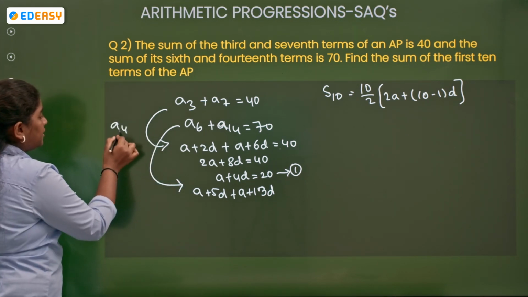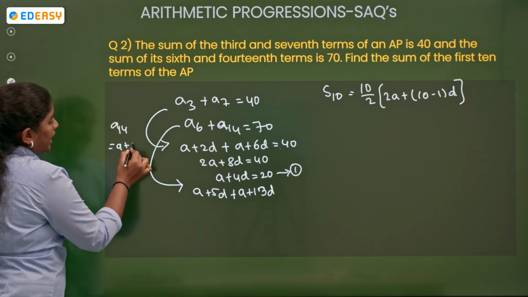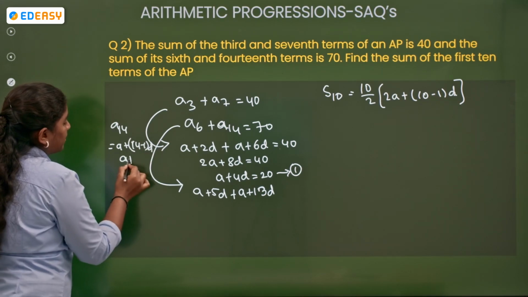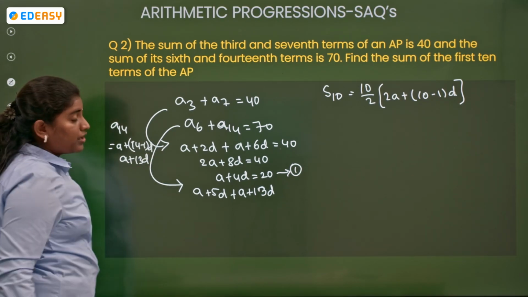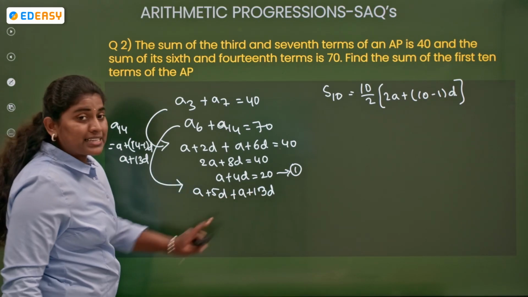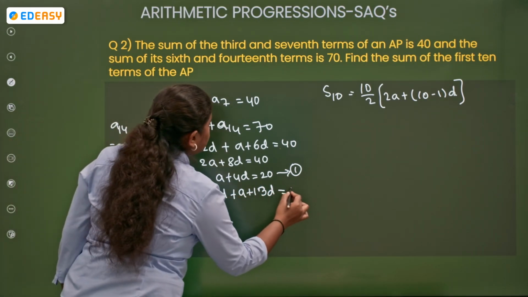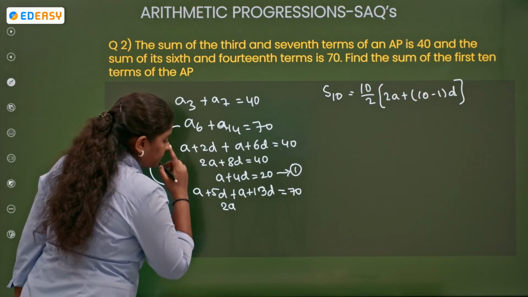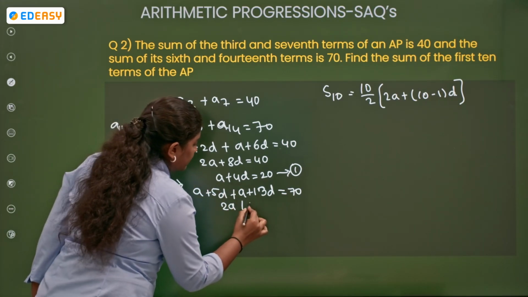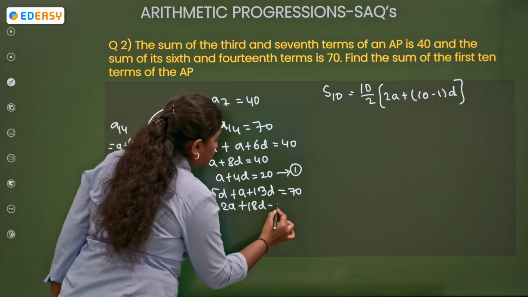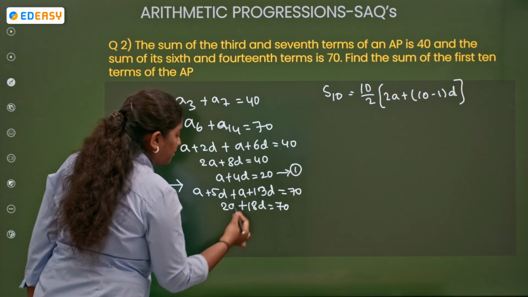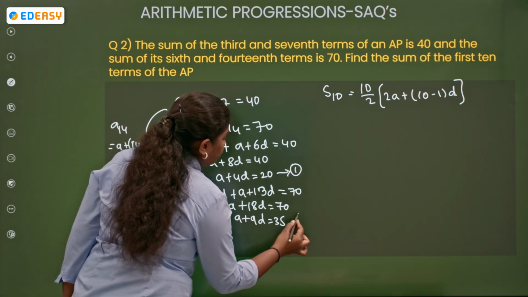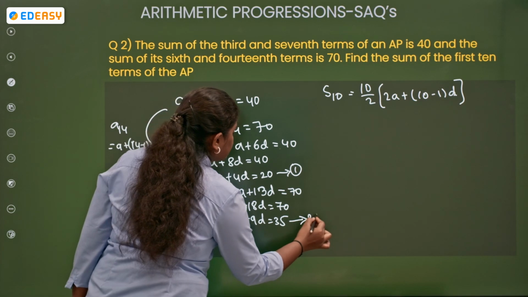A14 is nothing but A plus (n minus 1), that is 14 minus 1, into D. So we got A plus 13D. For that reason I am taking A plus 13D equals 70. Simplify it: 2A, and 5 plus 13 is 18D equals 70. If you simplify once again, A plus 9D equals 35. This is your second equation.